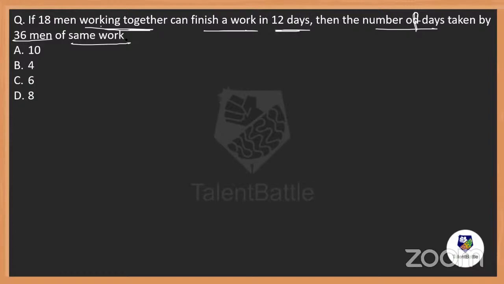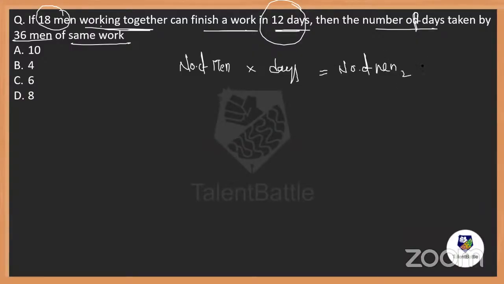This question you can directly solve, this is a time and work concept. Whenever some men and number of days is given, if they ask you for other men, you can always do: number of men in the first case into number of days will be equal to number of men in the second case into number of days they will take. So you can directly take number of men in the first case and number of days in the first case equal to number of men in the second case into number of days in the second case.